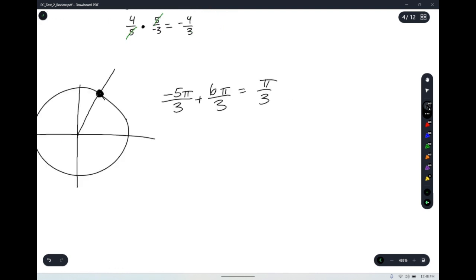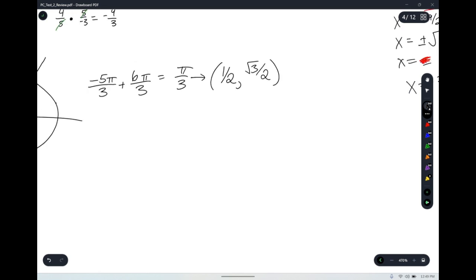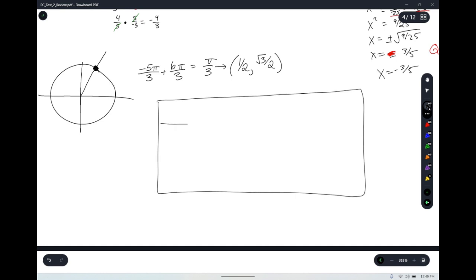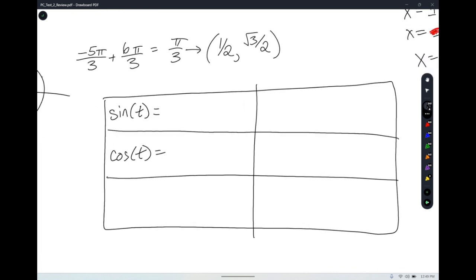Okie dokie. So now we have to ask ourselves, pi over 3, what point does that give us from our unit circle? 1/2 comma root 3 over 2. And from that point, we build our entire 6 value grid. The first 2 are the ones you should definitely get right every single time. Which of those 2 numbers is sine? Okay, and which one's cosine? Boom. Everything else comes off of those 2.